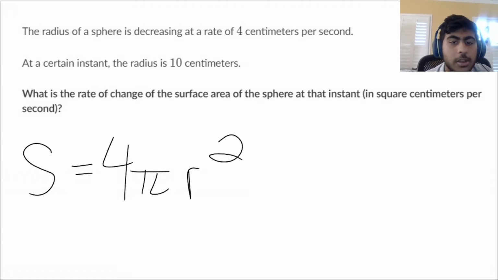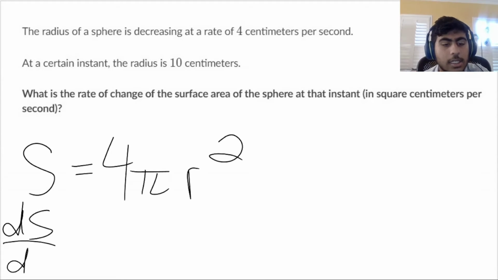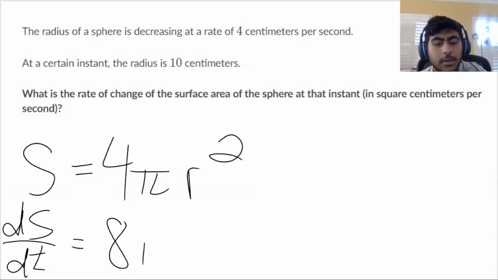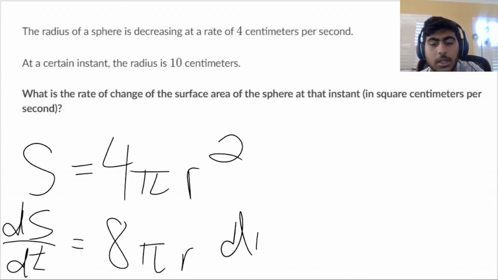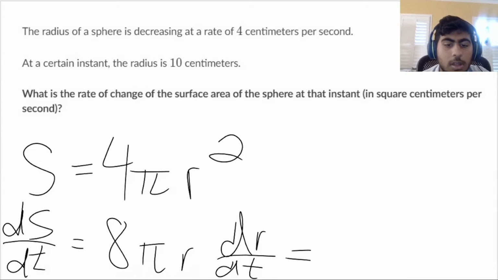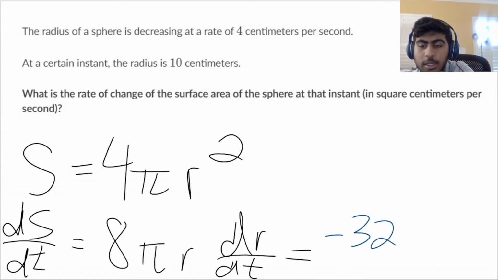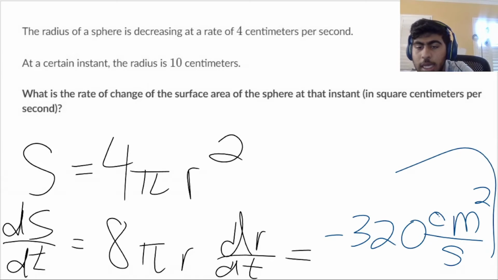But anyway, in this question, we're asked for the rate of change of the surface area. We do dS/dt equals 8 pi r dr/dt, which equals, we plug in the 10 centimeters and the negative 4 centimeters per second, and we get negative 320 centimeters squared per second as our instantaneous rate of change.